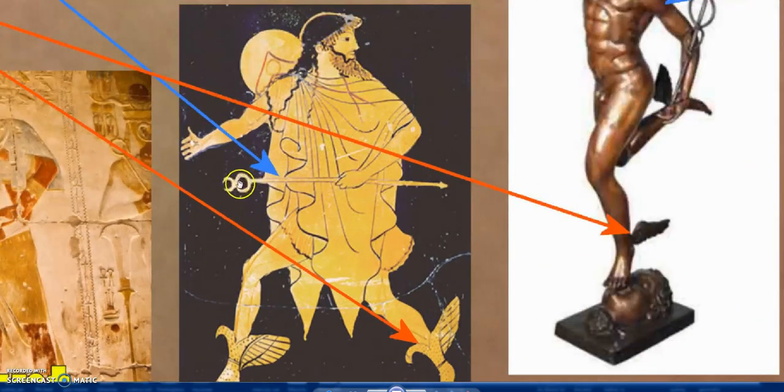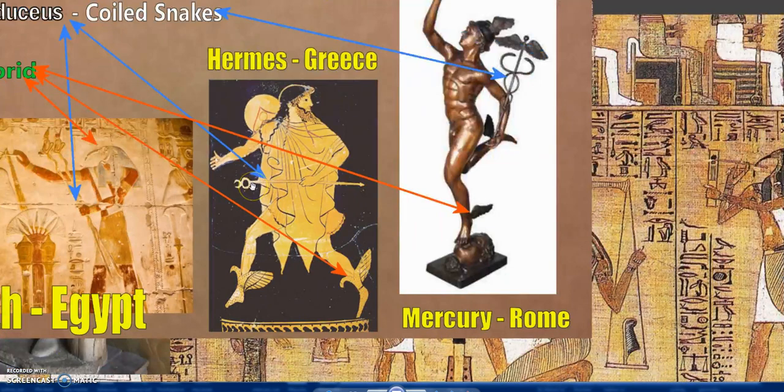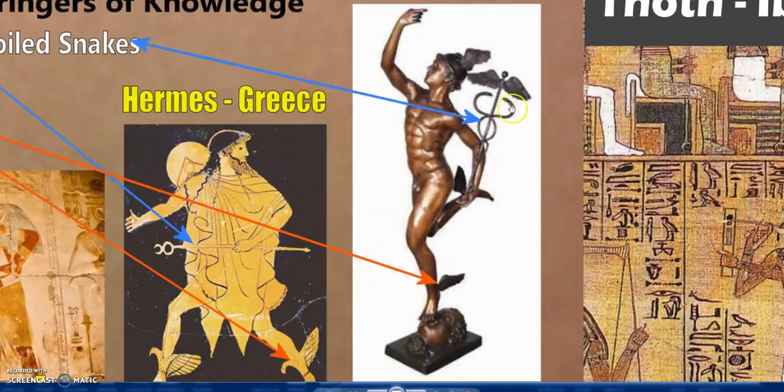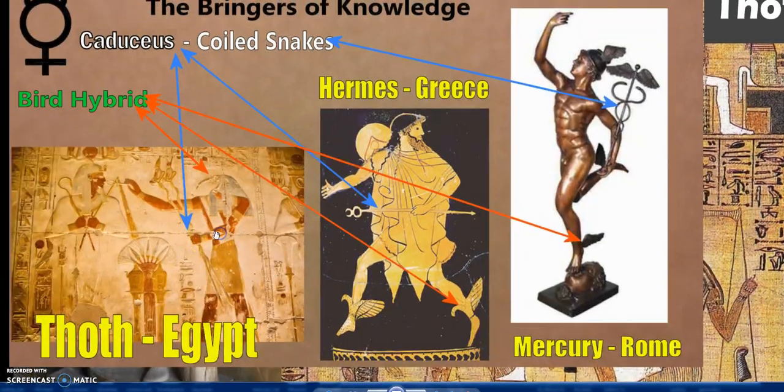This depiction doesn't quite, well, the story is that he got the wand from Apollo, and then later he found two snakes fighting and separated them. But again, even in the Mercury, the Roman depiction, the bird feathers, the bird wings, bird hybrid, also carrying the rod with the two snakes, just like Thoth.